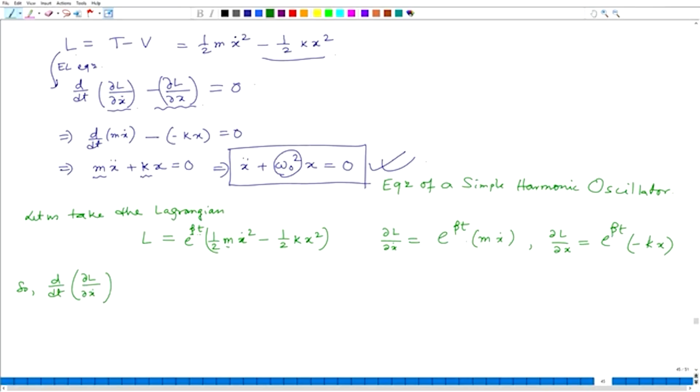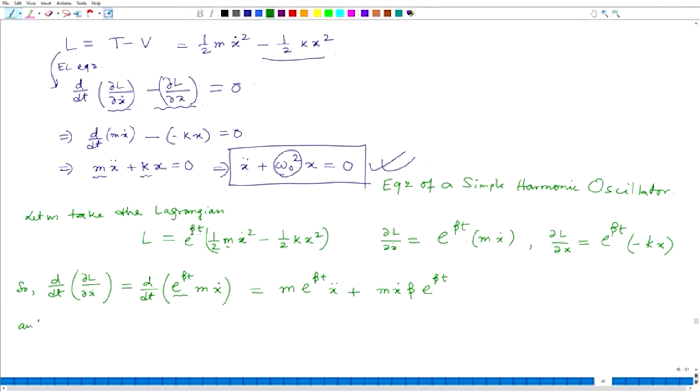Do you know how to do that? If you do that properly, you have to write this e to the beta t m times x dot. So, it should have two terms, one will be m e to the beta t x double dot plus m x dot, then d/dt of this term will be with beta e to the beta t. Okay. So, yes, that is the term we get, the beta. Yes, I think this is correct.